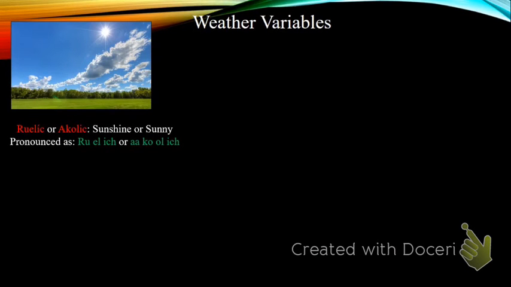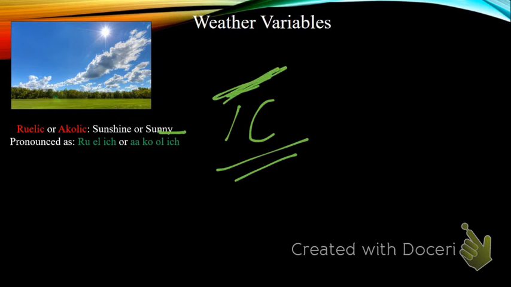These are weather variables. Acollich. Guys, remember, the ich ending is just describing the action that it is doing. It is sunning, it is sunshining, or it is shining. That's basically what the ich is telling you. It is doing something, it's an action, it's a verb. It's describing the adverb, or the noun, or whatever it might be.